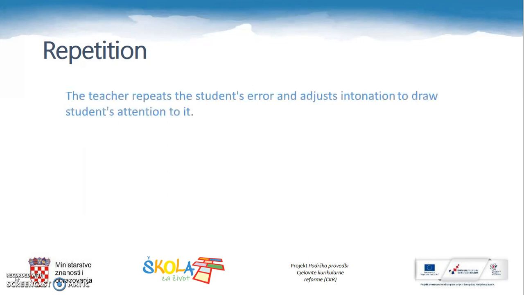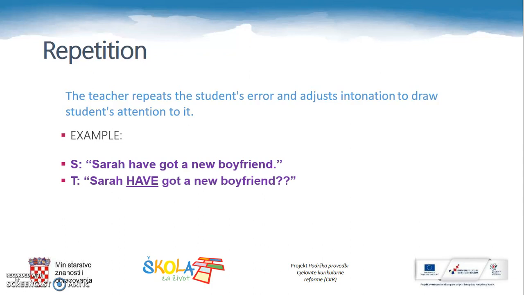Repetition. The teacher repeats the student's error and adjusts intonation to draw students' attention to it. For example, the student says, "Sarah have got a new boyfriend." The teacher says, "Sarah have got a new boyfriend?"